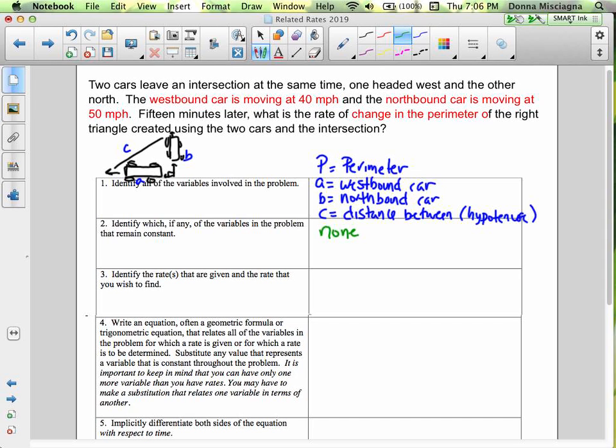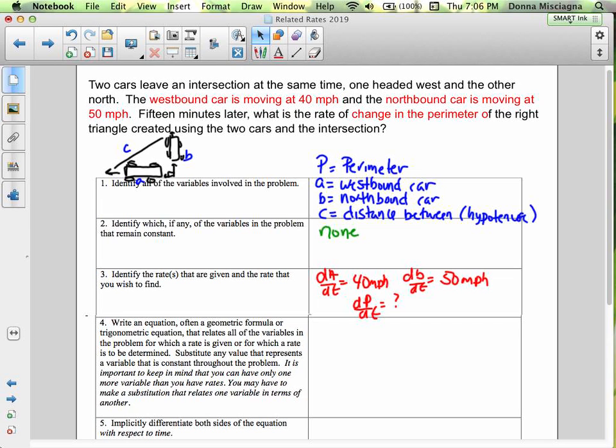Identify the rates you're given and the rate you wish to find. So we are given dA/dt, that is the speed of the westbound car, so that is 40 miles per hour. We are given dB/dt, that is the speed of the northbound car. Oops, not 15, 50. We need to find dP/dt. Right, that's our unknown that we're looking for.